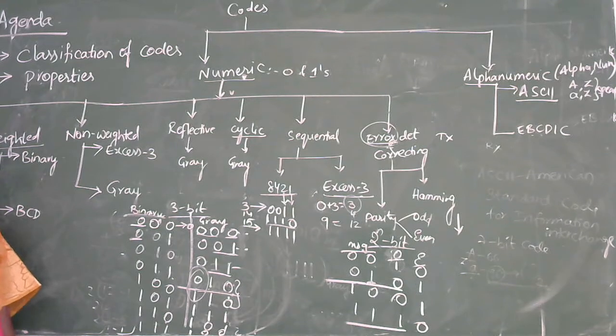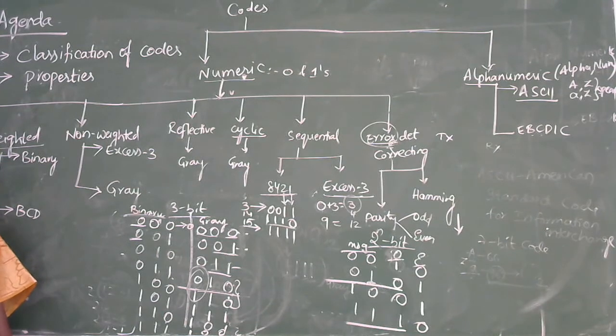XS3 code is nothing but adding 3 to each individual digit and representing it in binary. Gray code is nothing but performing an XOR operation on two consecutive bits of a binary number. The properties of gray code: it is called a mirror image code or a reflective code, because if we take any n bits and compare the n minus 1 bits on the LSB side, half of the bits will be the mirror image from the upper part to the lower part. That is the reason it is called a mirror image code or a reflective code.